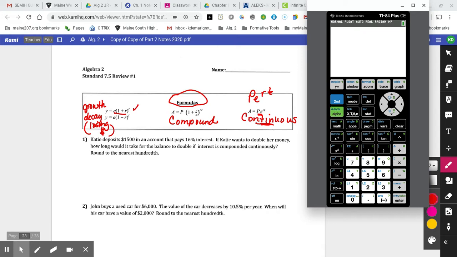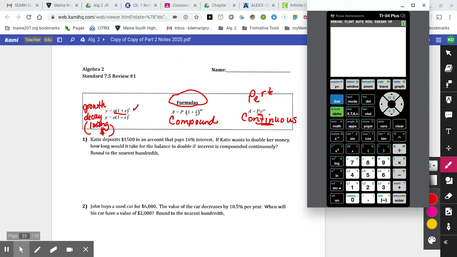You are more than welcome to use your notes when you take this test or this quiz that we're going to take on Monday and Tuesday of next week. So you can have the formulas with you. You can use these notes, whatever you need. You will have one chance to retake it in Alex, so just be ready.